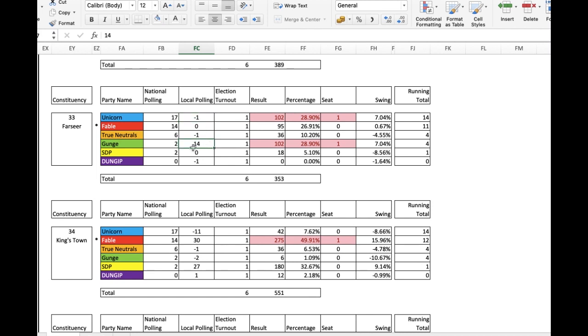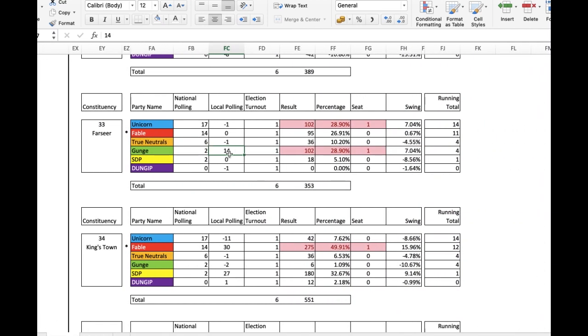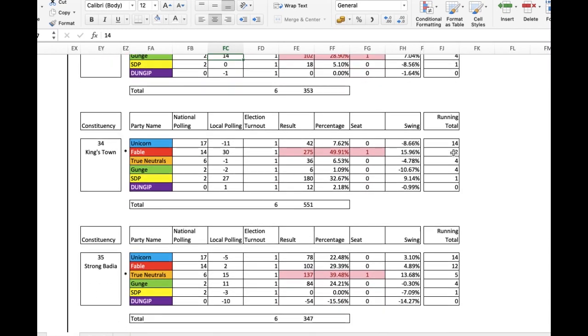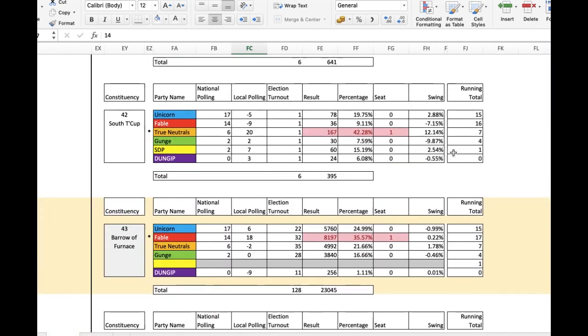Gunge have been fighting the city of Farseer for a long time, and they've been going up and up from year to year, and are now essentially level pegging with the Unicorn party. So well done there. As you can see, just because of the way the formula works, that's given both the seat to Unicorn and to Gunge. As a result, the exit poll can be out by a couple either way.